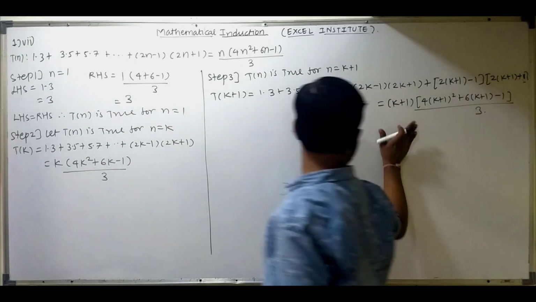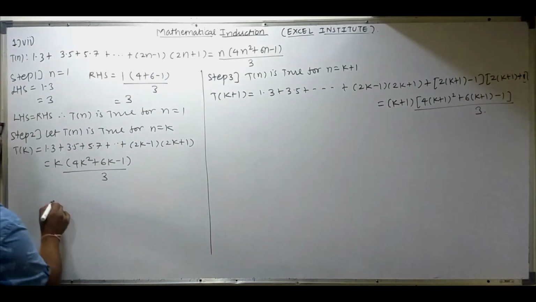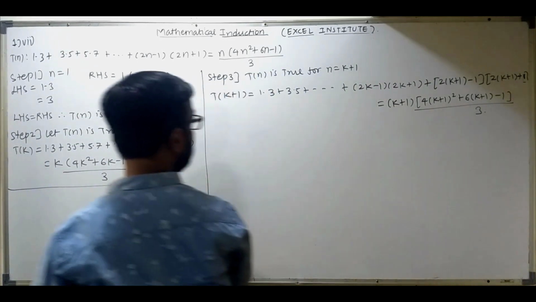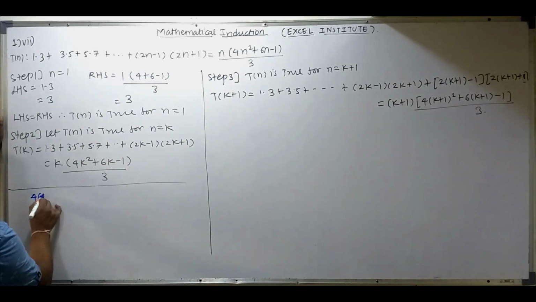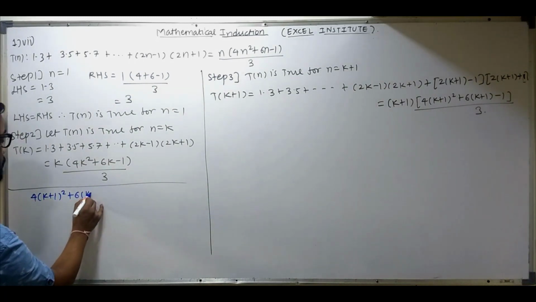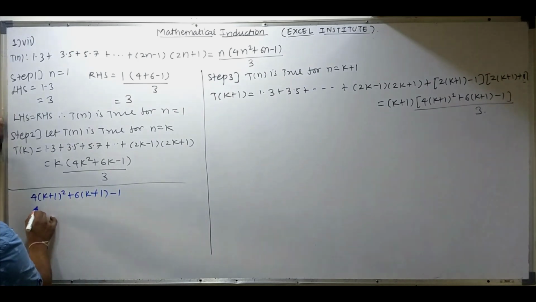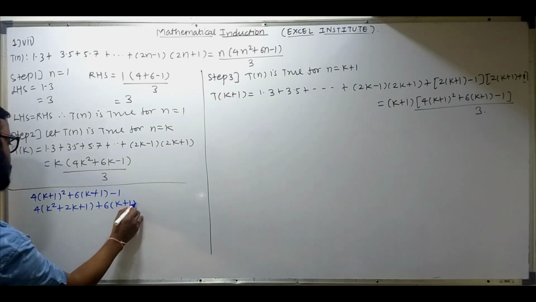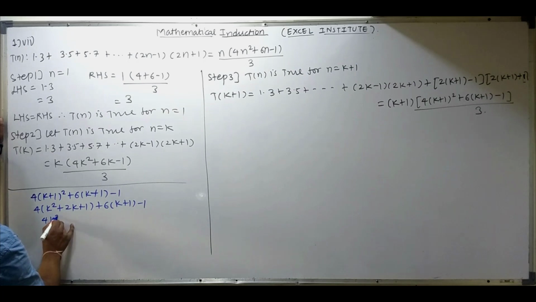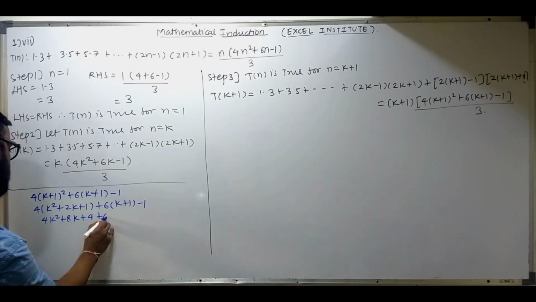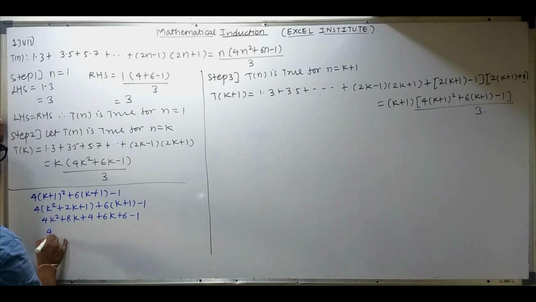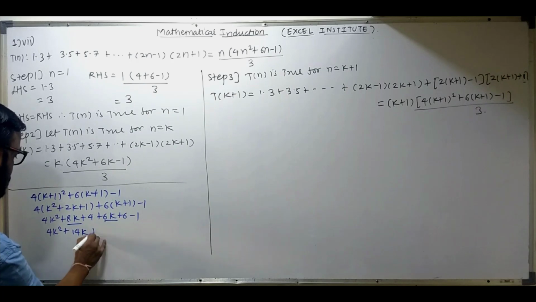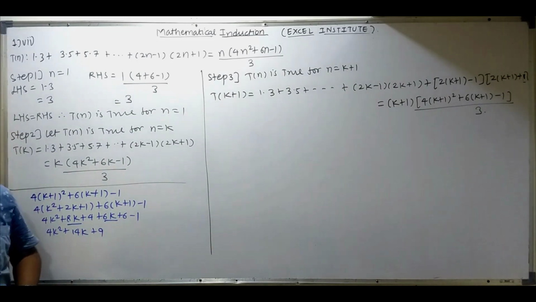See, if you simplify this, I'll just check. I'm just doing this part rather than doing everything here. So 4 times k plus 1 whole square plus 6 times k plus 1 will be what, beta? 4 times k square plus 2k plus 1, and 6k plus 6. So 4k square plus 8k plus 4 plus 6k plus 6 minus 1. So 4k square plus, how much is this? 14k, and 10 minus 1 is 9. So 4k square plus 14k plus 9, beta, this is.